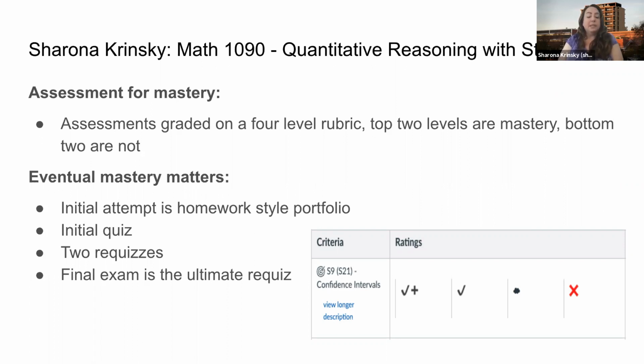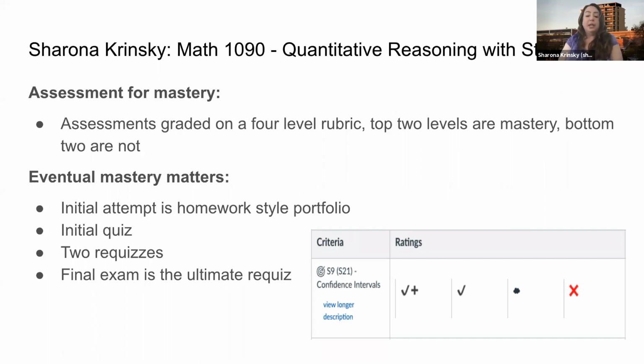Our initial attempt is a homework style portfolio. It's untimed. Students are allowed to work with other students. We do turn it in so that we're checking for plagiarism. But other than that, they get as much time as they want. They're allowed to get help. So that's their first opportunity.